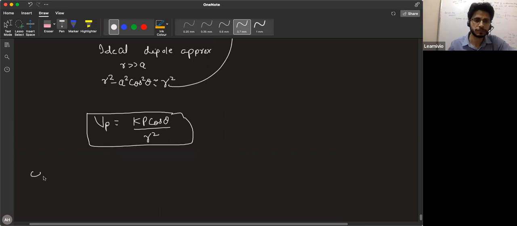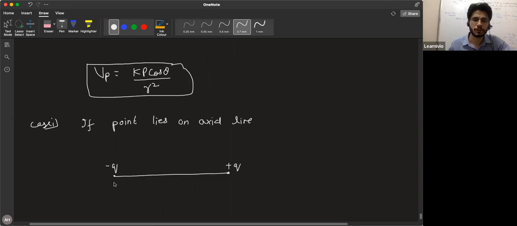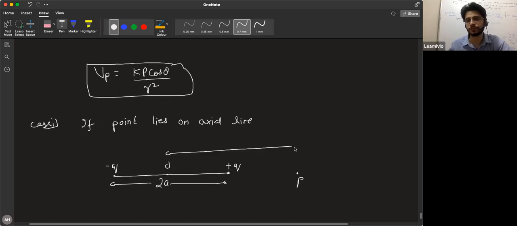Case 1. If point lies on the axial line. So this is minus Q, this is plus Q. Separation between them is 2A. I'm asking to calculate potential over this point. This is the center of the dipole and this separation is R.